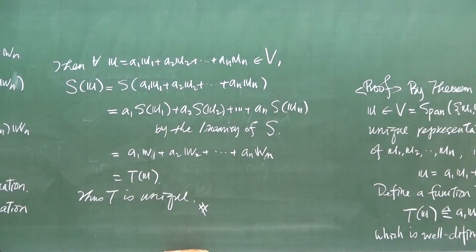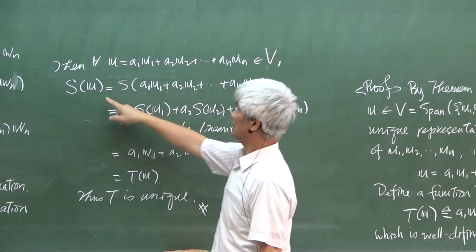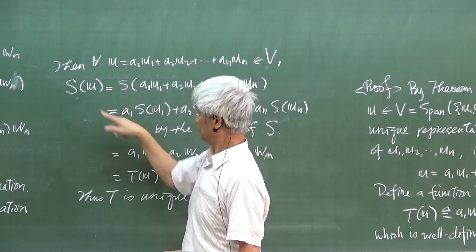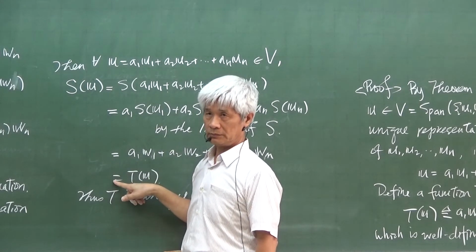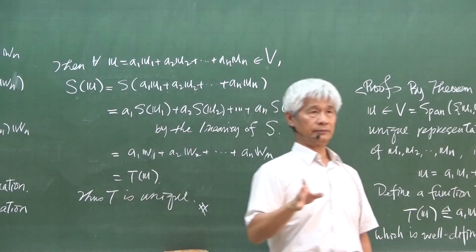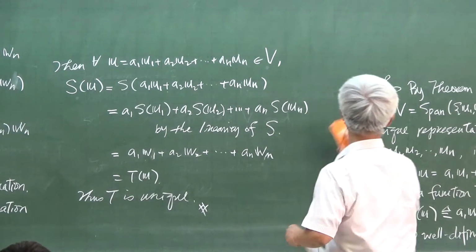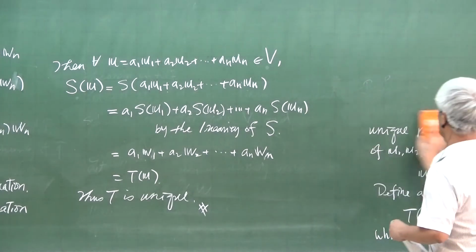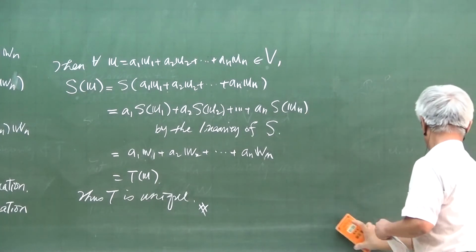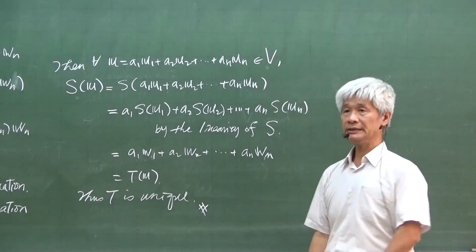Immediate. Because we proved that for each vector U in the vector space, the two images are equal. So that S and T are the same function. Any questions?